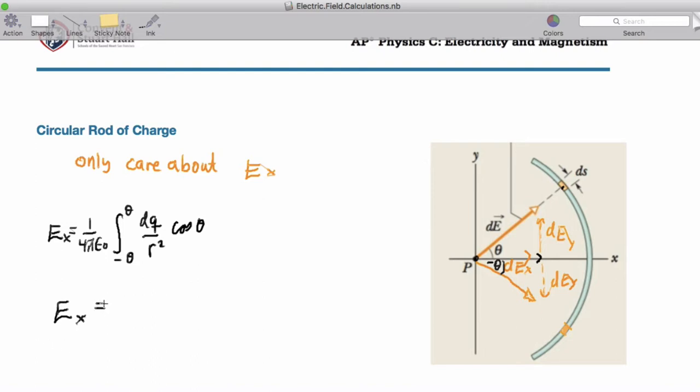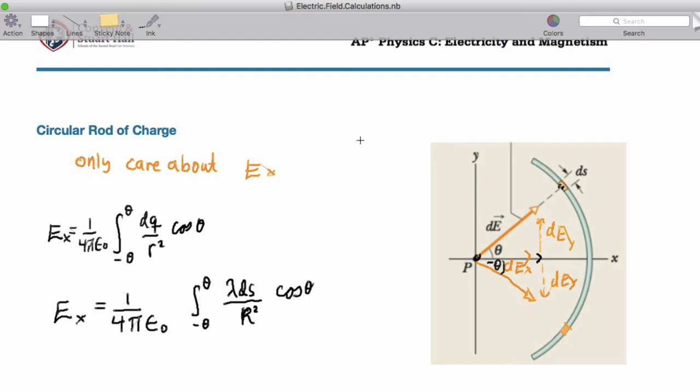Ex equals 1 over 4 pi epsilon naught. And we're going to integrate from negative theta to theta. Now dq is just going to be our density times our little hunk, ds, over r squared. We'll leave cosine theta. Let's be really clear. That r is the distance from here to here. That's actually the radius of the circle times the cosine of theta.